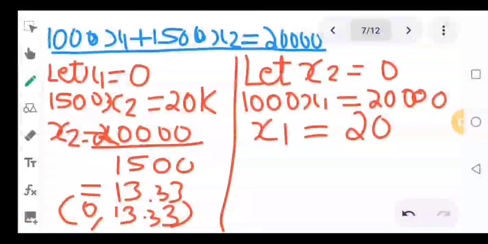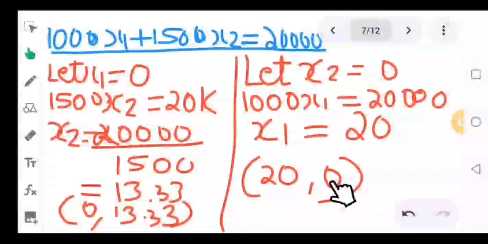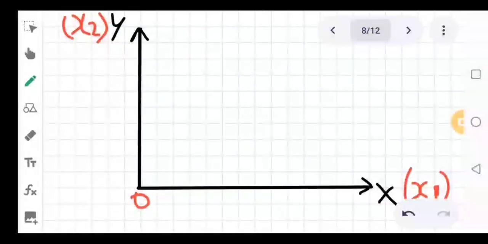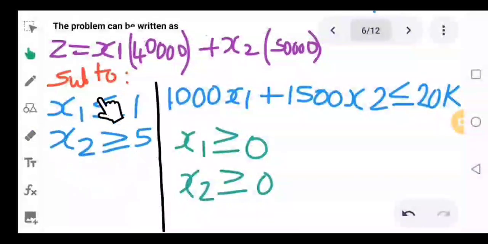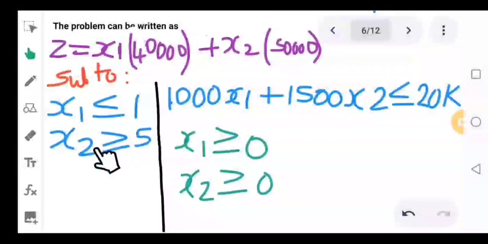Now the second point is x1 equal to 20 and x2 equal to 0. These are the 2 points which we are going to plot and then join with a line. This is the origin. Before we go to the graph, we have solved constraint number 1 and found the 2 points we want. Now let's do the same for constraint 2 and constraint 3.